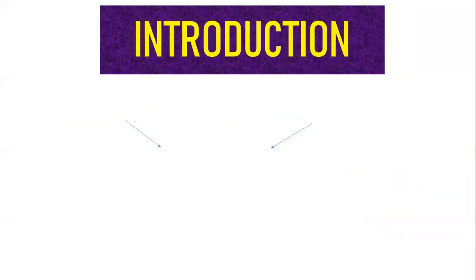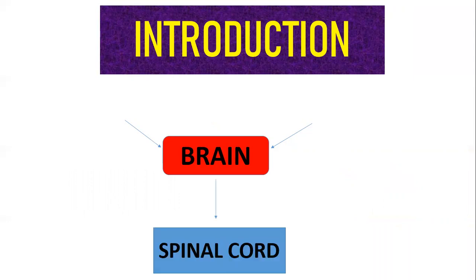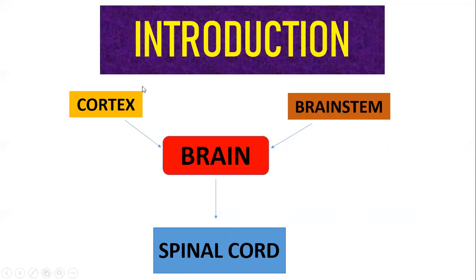Now we will move on to the next part. What are the two main components involved in any pathway? One is your brain, another one is your spinal cord. The pathway that we are going to talk about, the descending motor pathway, mainly involves two primary structures, your brain and your spinal cord. Now, what are the components of the brain? One is your cortex, another one is your brainstem. So fibers can either arise from your cortex, or there are some fibers which arise from the brainstem.